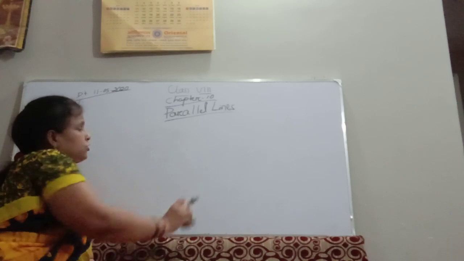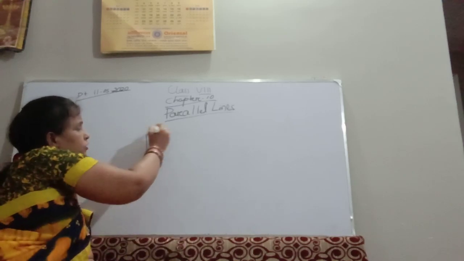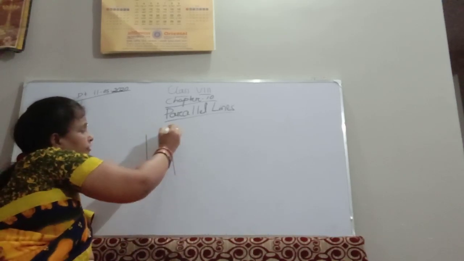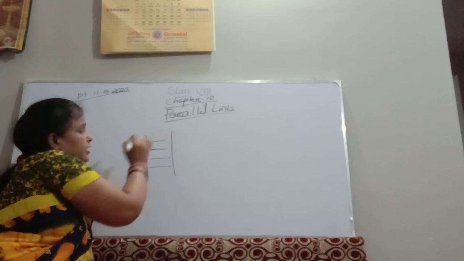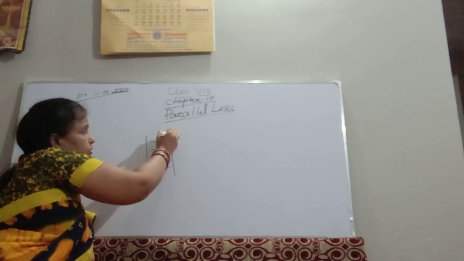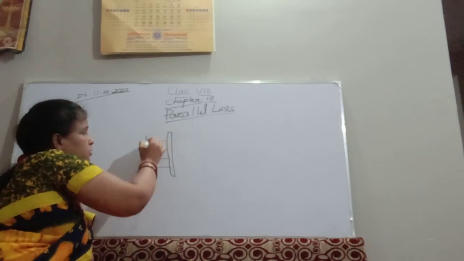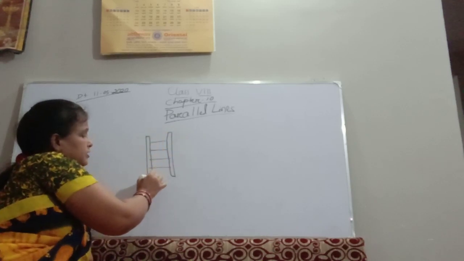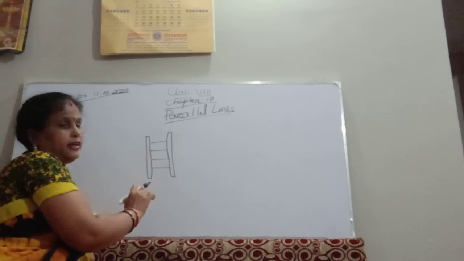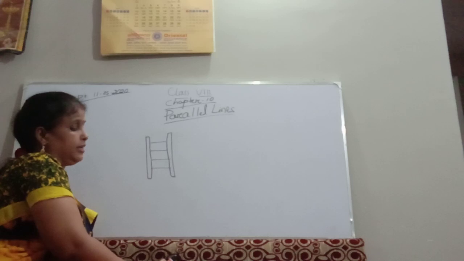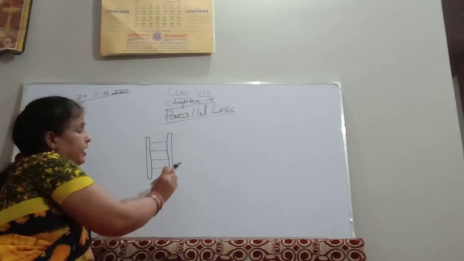Similarly, as you see, one ladder. As you know, a ladder has rods in between these two sides. These are fixed with small rods. That is a form of a ladder. So this ladder is known as an example of parallel lines.